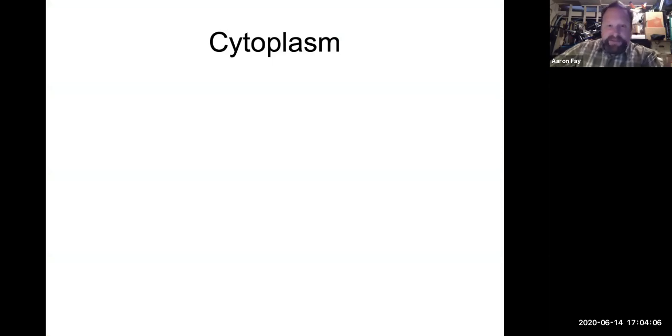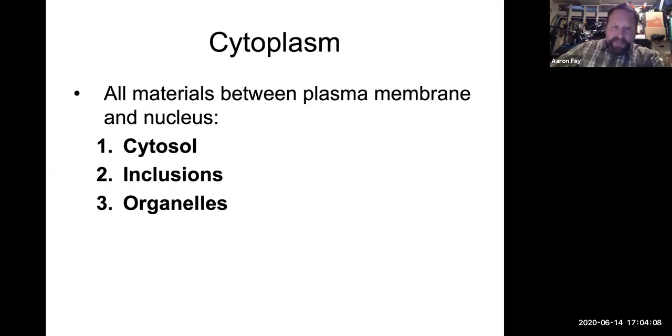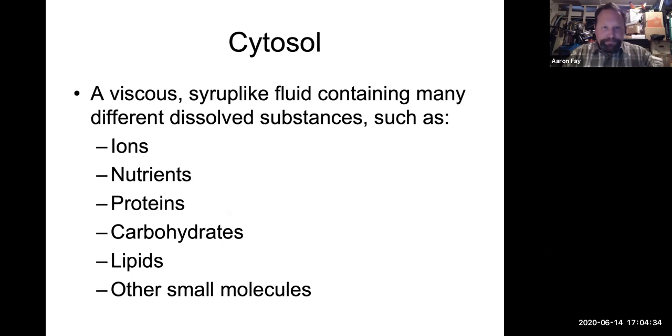So that brings us to the cytoplasm. The cytoplasm is everything in between the cell membrane and the nucleus. This will include the cytosol, the sort of liquidy soup part of the cytoplasm, inclusions, just masses of material that have been clumped in this area, and organelles, the little structures where the cell can subdivide its biochemical machinery. So first we'll talk about cytosol.